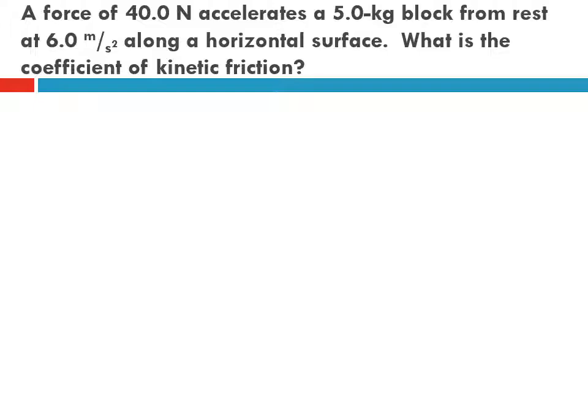In this example, it says a force of 40 newtons accelerates a 5 kilogram block from rest at 6 meters per second squared along a horizontal surface. Now, I'm not sure if you realize this, but we've actually done this problem before. This is the problem where we found the force of friction.